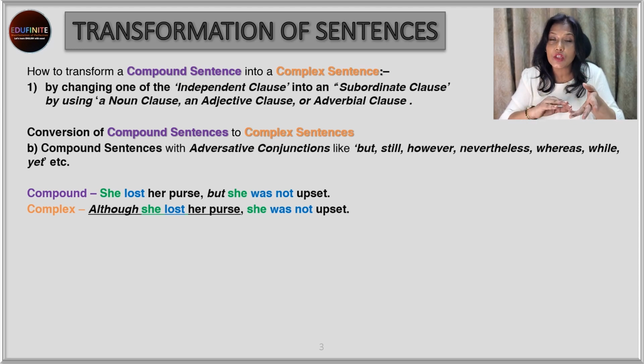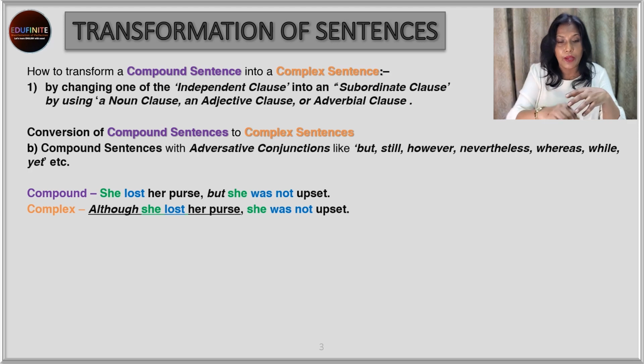purse and change it into a subordinate clause. So although she lost her purse does not give a complete idea of the sentence. Now when we attach the independent clause, she was not upset, we get the whole meaning. So this is how we transform the compound sentence into a complex sentence.